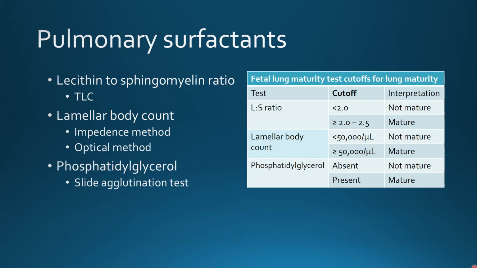And then finally, the phosphatidylglycerol. Remember, that's not produced until basically the last 5 weeks of pregnancy. And so if you don't detect it in the amniotic fluid, you can be pretty sure that these are not mature lungs.